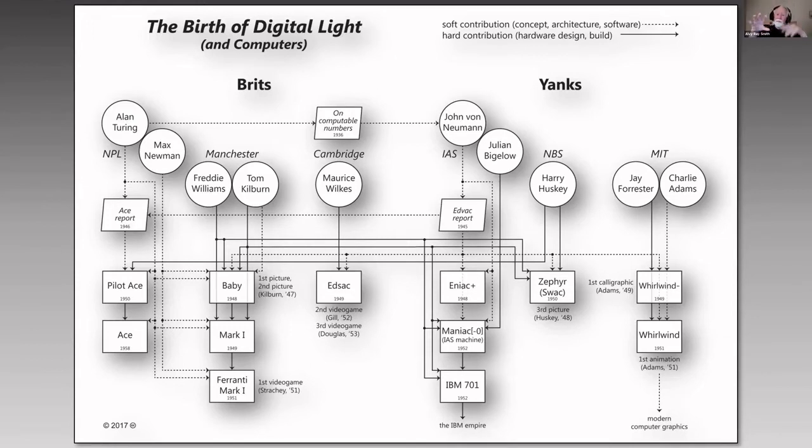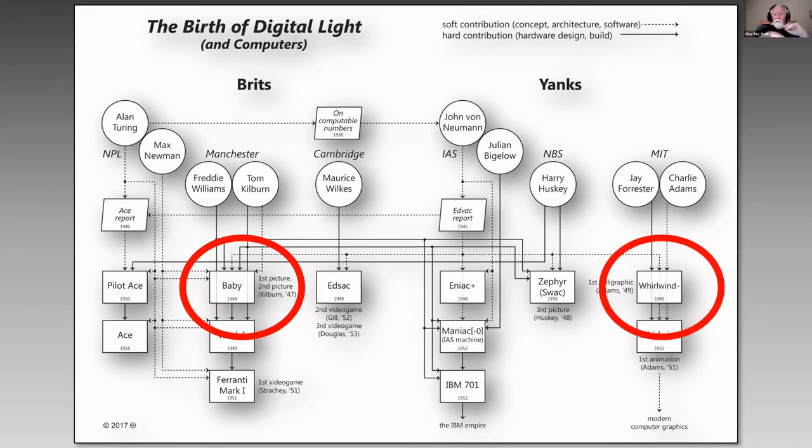Meanwhile, von Neumann and his people came up with an architecture that was very popular, and almost everybody in the horizontal row there, a list of some of the first computers, used the so-called von Neumann architecture and not the Turing architecture, which is actually more sophisticated, to get to the first computers. I have Baby circled, and I'm also going to talk about Whirlwind and ignore the rest of them.